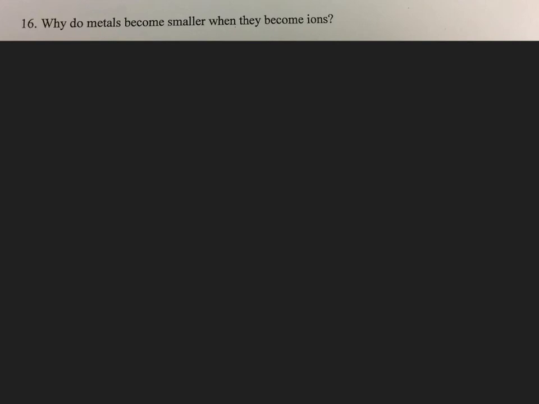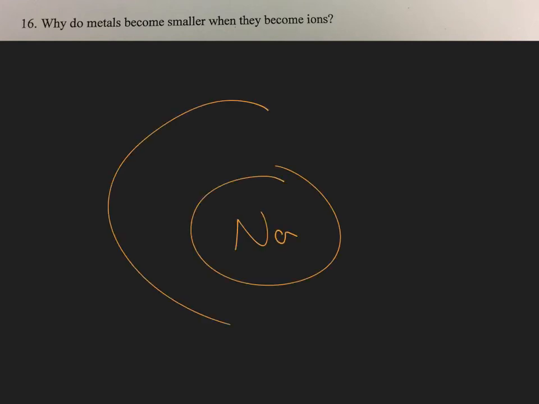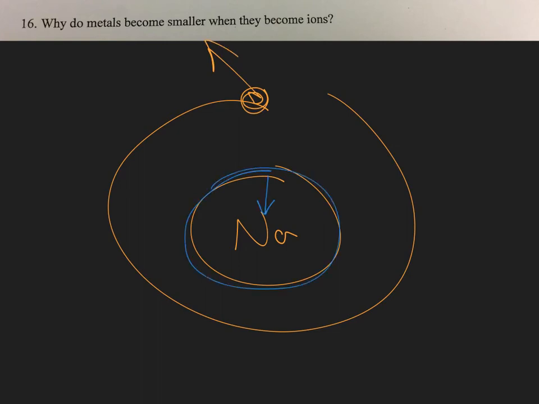This is kind of the answer we just gave in the last one, because they're losing an electron shell when they give away an electron, and what remains is the inner shell, which is smaller, pulled much more tightly to the nucleus in the center. So metals become smaller when they lose electrons because they are losing an outer electron shell, and all the remaining electrons are able to be pulled more tightly to the nucleus.